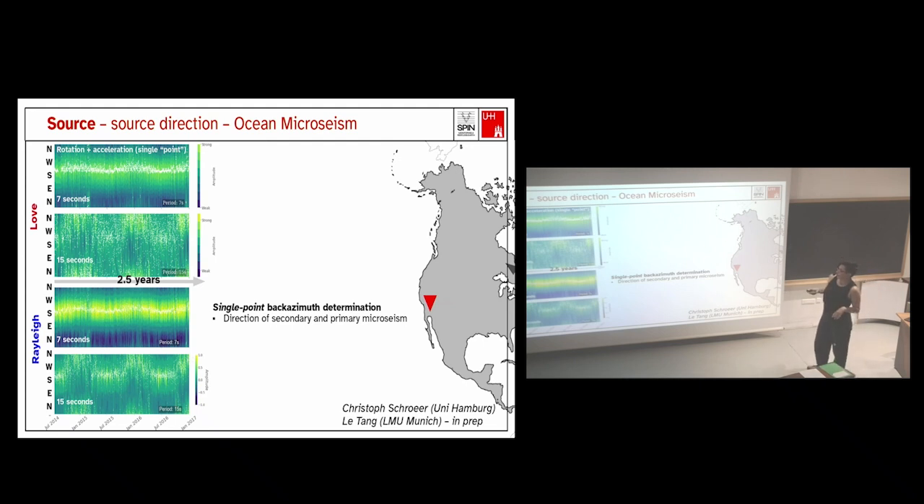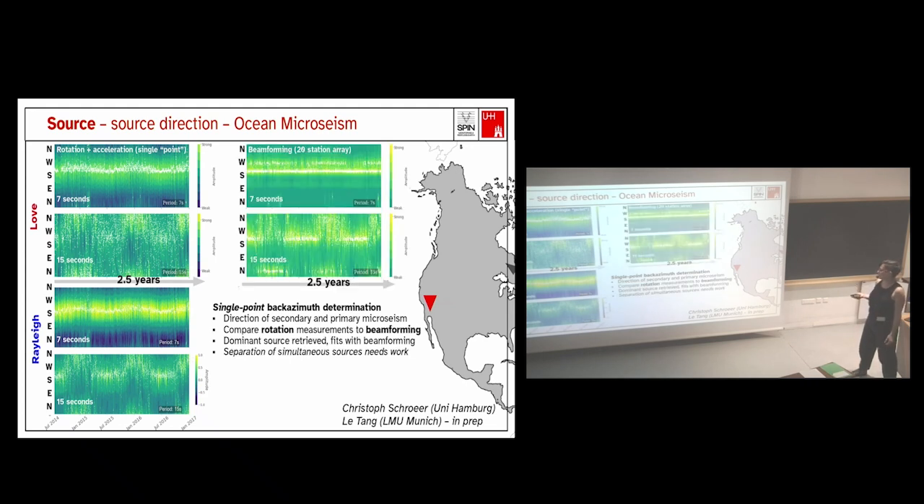So this is what we get for secondary and primary Love waves, secondary and primary Rayleigh waves. And just to make sure that that's what's really happening, we compared that to beamforming with an array just south of Pinon Flat, because you need a slightly bigger aperture to get beamforming there. So overall, they match pretty well. And this will be published pretty soon, so keep an eye out if you're interested.